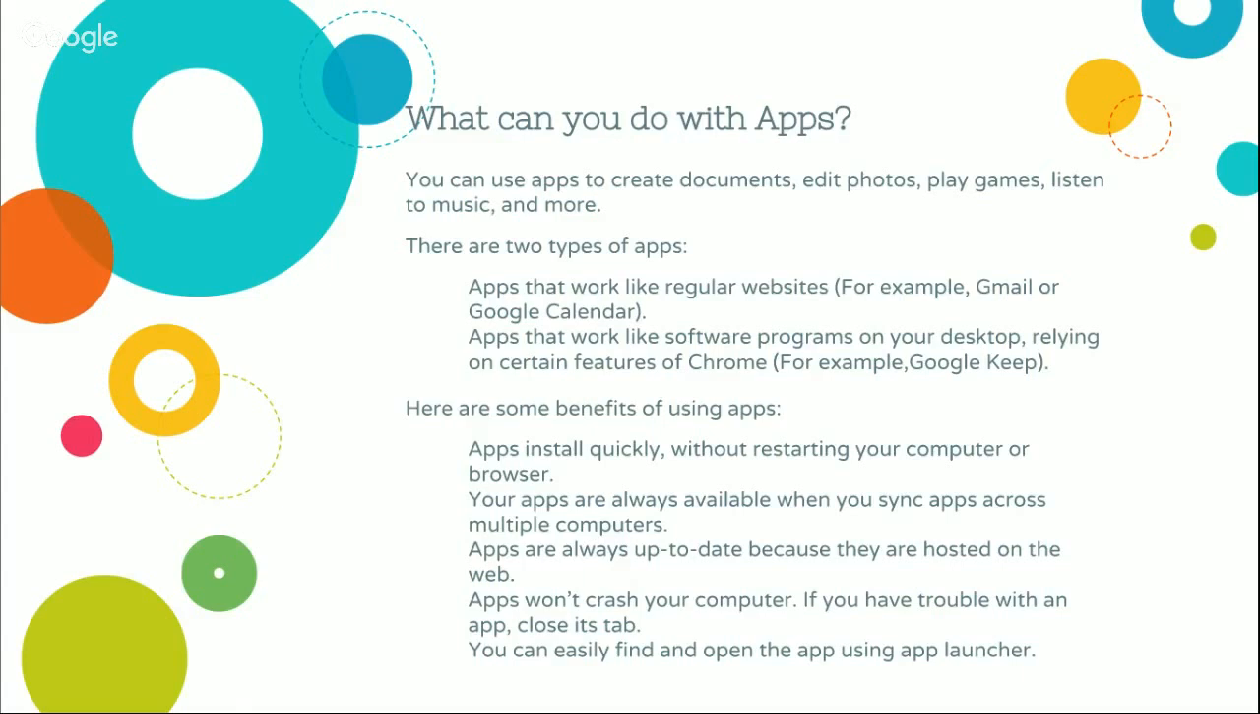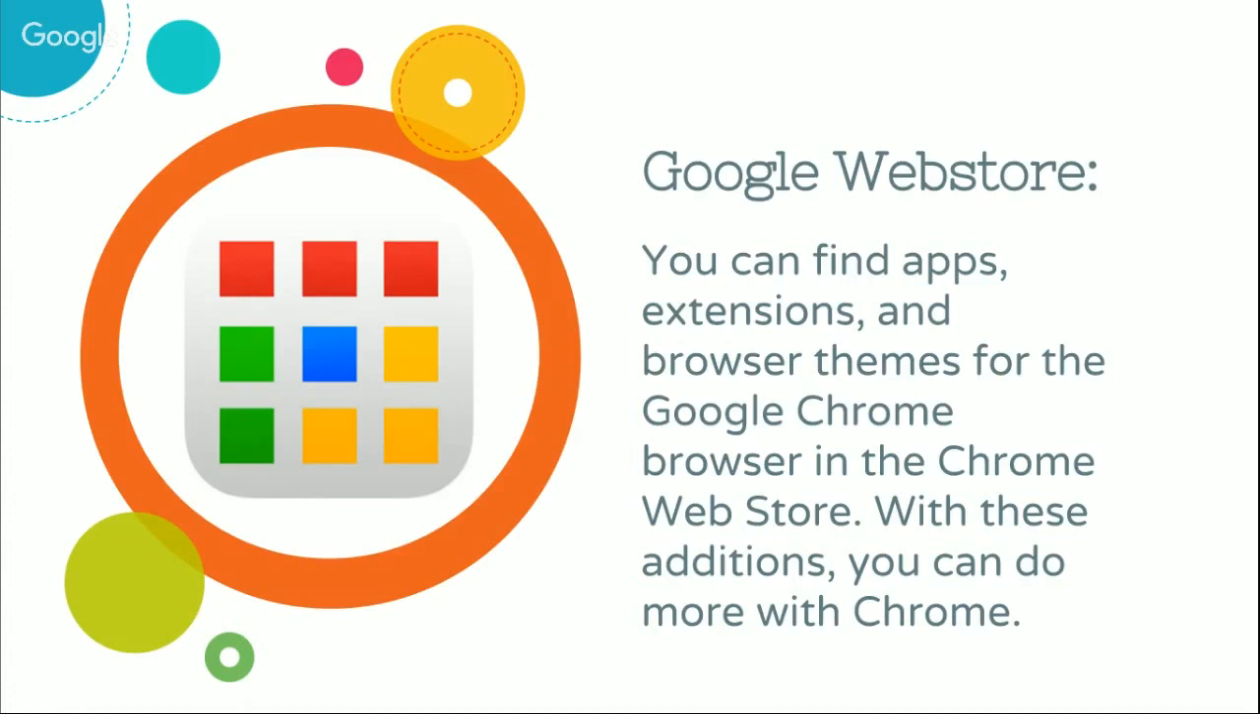Your apps are always available when you sync apps across multiple computers. Your apps are always up to date because they are hosted on the web. Apps won't crash your computer. If you have trouble with an app, you close its tab. Also, you can remove the app from your Chrome browser, and I'll show you how to do that. And you can easily find and open the app using the app launcher. And again, the app launcher looks like these 9 little boxes.